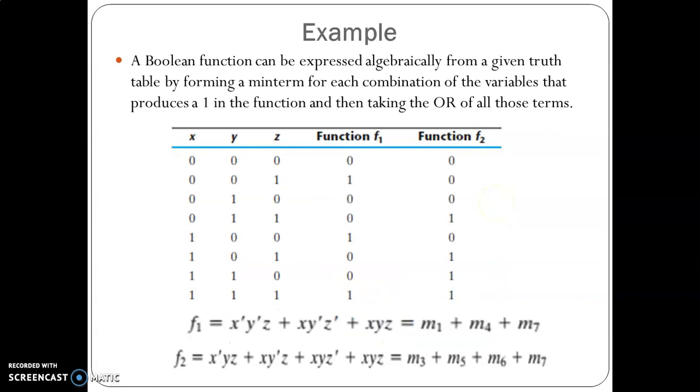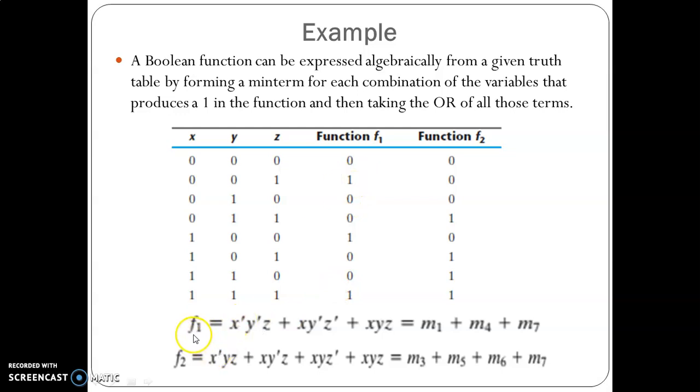Now let us consider a simple example to convert the truth table to a Boolean function. A Boolean function can be expressed algebraically from a given truth table by forming a minterm for each combination of the variables that produces a 1 in the function, and then taking the OR of all those terms. Let us consider two functions f1, f2 here. So now we are going to write the Boolean expression for these two functions f1 and f2 from the truth table.